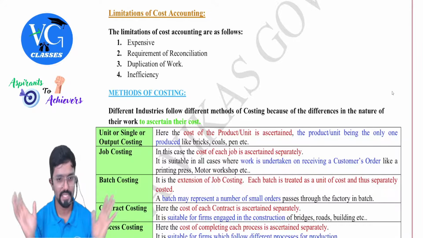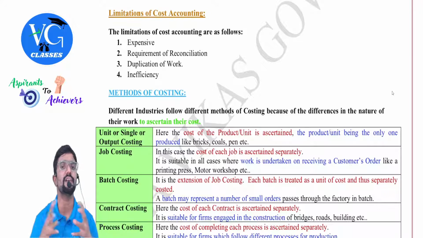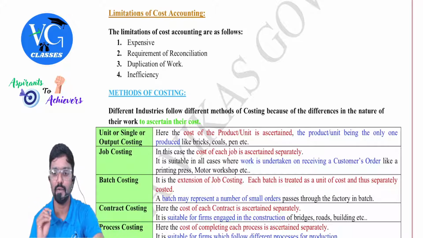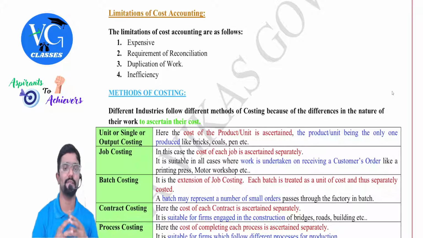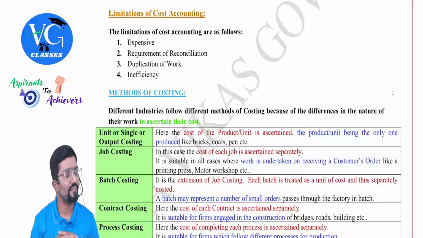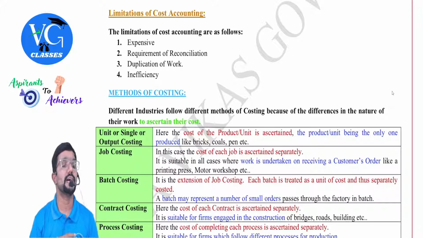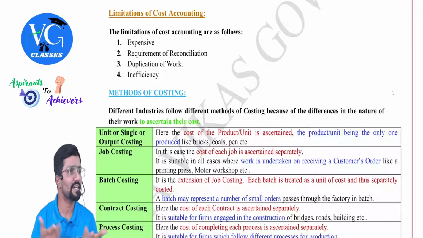A few more minutes, we'll just finish this chapter. Limitations or disadvantages of cost accounting. Sir, what are those? One by one. Expensive. Sir, obviously we already have a separate accounts team or finance team. Now for maintaining cost records, we should have a separate team, or we should have a cost accounting system. Obviously, that will include an additional cost for us.